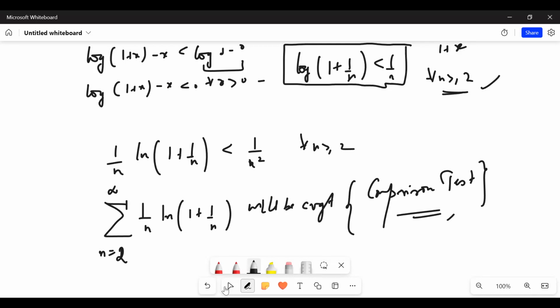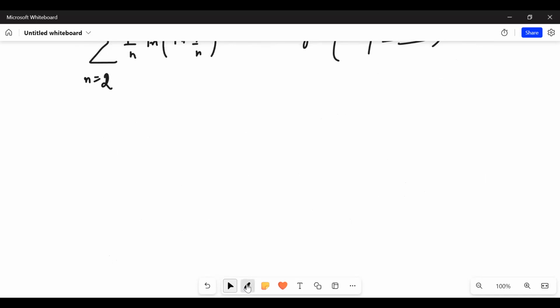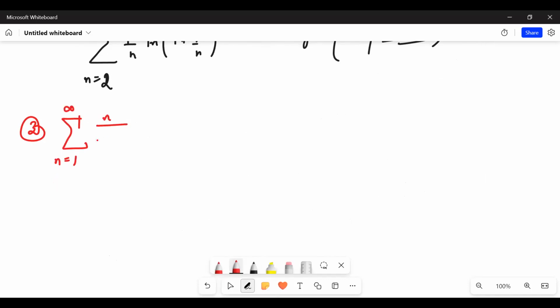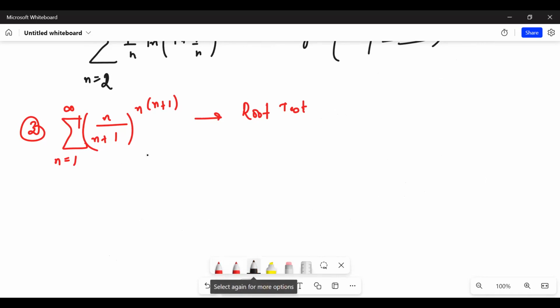What do you think about this series? So always, whenever you have n in the power, try to use the root test instead of the ratio test. Because if I use the ratio test and do a(n+1) upon a(n), this a(n+1) will lead to an increase in this power, and that would be very difficult to find a limit.